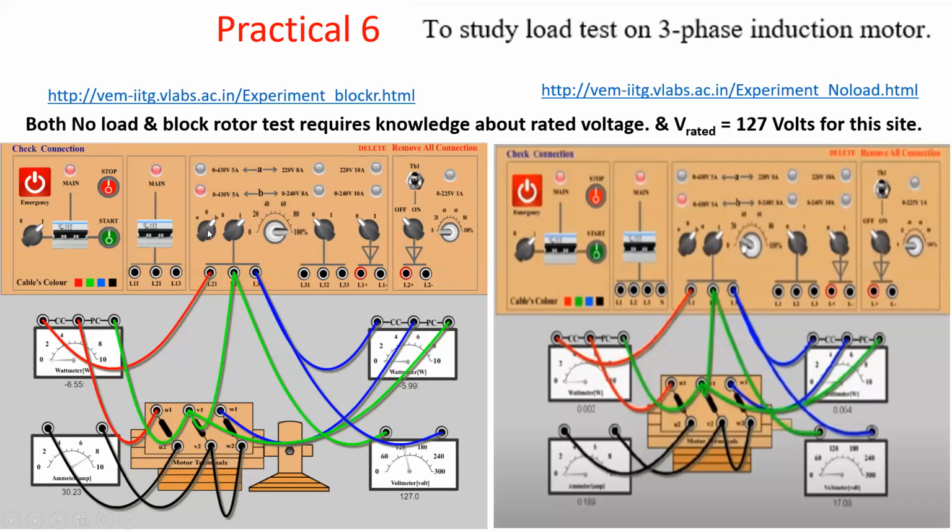Then keep this knob at position B so that you can get variable voltage. Press this next knob to one position and vary the voltage with this particular knob. You can vary the voltage from 0% to 100%. If you keep your knob at 100%, you will get the rated voltage on the voltmeter reading. The rated voltage you can see in this figure also. It is showing 127 volt.